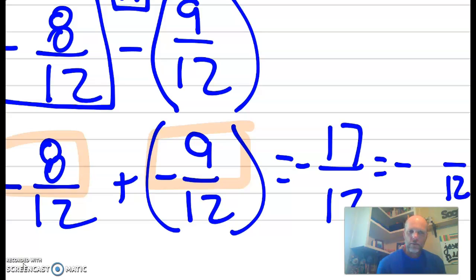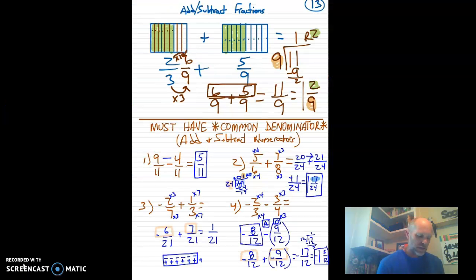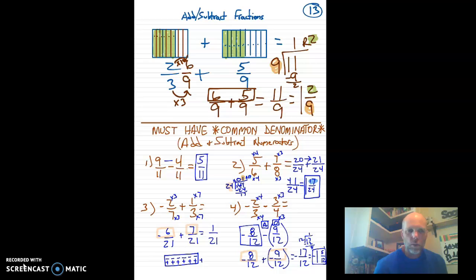So how many times does 12 go into 17? One whole time. One whole time. And subtract with a remainder of 5. So it is negative 1 and 5/12. Okay. Next video will be some assignment help. I know there's a lot of steps on this and you're thinking it's difficult, because it is, and that's okay. Just do the best you can.